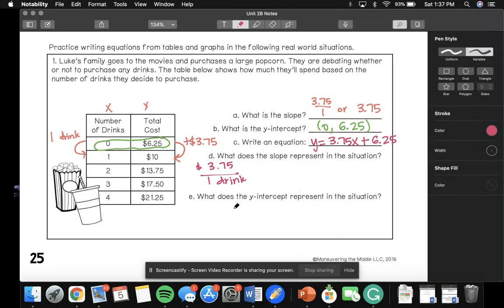What does the y-intercept represent in this situation? So this is the starting amount, and it says 0 drinks would cost $6.25, which doesn't really make sense, because why are they paying for something if they don't have any drinks? But we have to go back and look at the original problem. Luke's family goes to the movies and purchases a large popcorn. So this $6.25 is the cost of a large popcorn. What they are trying to figure out is how many drinks they should purchase.